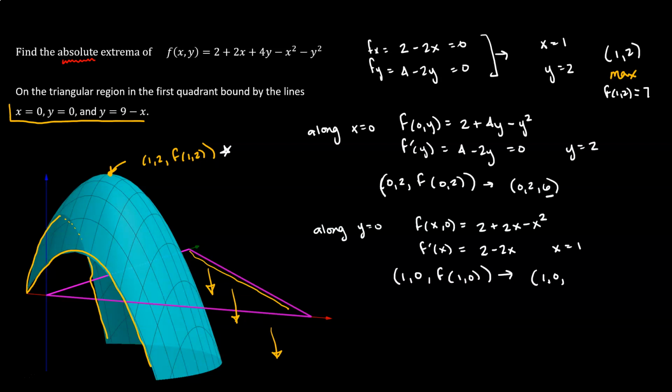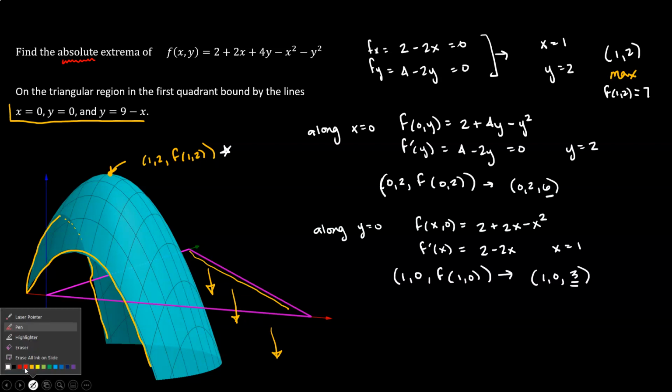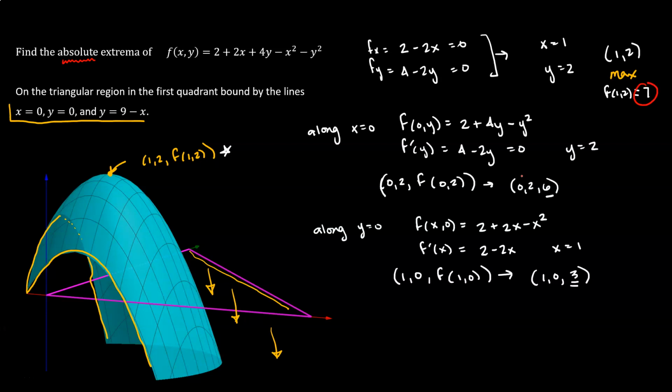f at (1, 0) would become 2 plus 2 minus 1, so 3. And we can see that this is definitely not a contender for a maximum either. So if we're comparing the three values of our function so far, we have 7, 6, and 3. So far the critical point is winning for the maximum, and this point with the function value of 3 is winning for a potential minimum out of all three of the points we've investigated. But we do have one more to look at, so let's continue on.